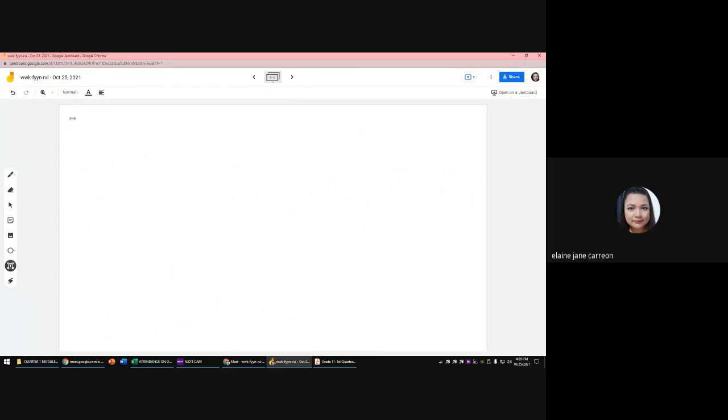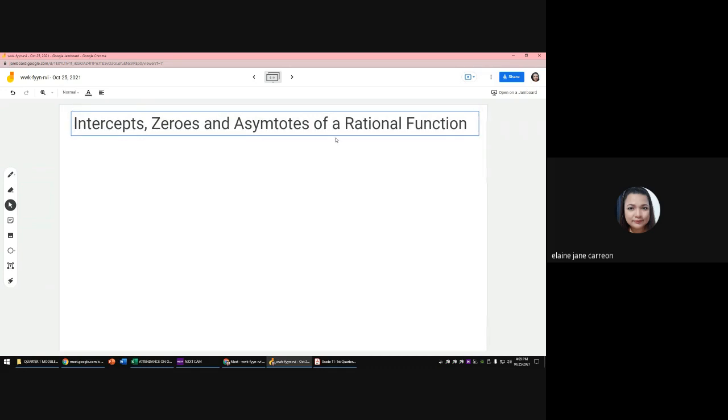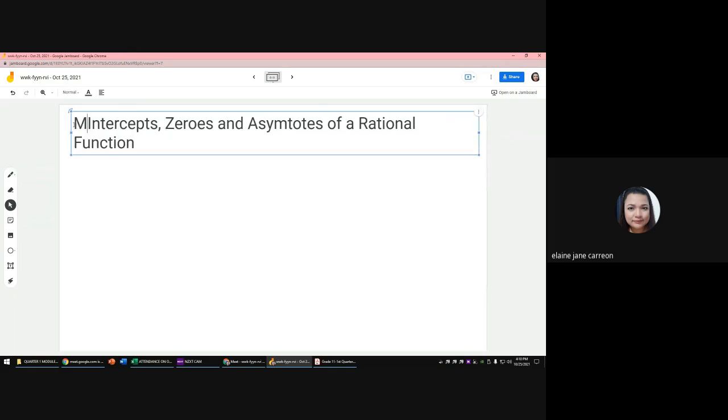So let me put the title first. Intercepts, zeros, and asymptotes of a rational function. Okay, so this is our next topic, which is Module 8.2. Am I supposed to write Module 8.2? Sige, lagay ko. Module 8.2.